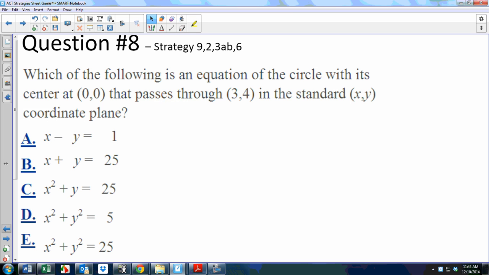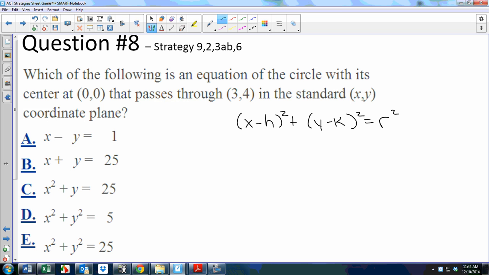All right, I'm going really fast, okay? But 9 just says, here's the formula, x minus h squared plus y minus k squared equals r squared. 2, what does 2 say? 2 says, remember it's multiple choice, so we'll use that in a second. 3A and B is simple. If there's not a picture, draw one. If it's not labeled, label it. And then 6 is something that we'll talk about that deals with the distance formula.